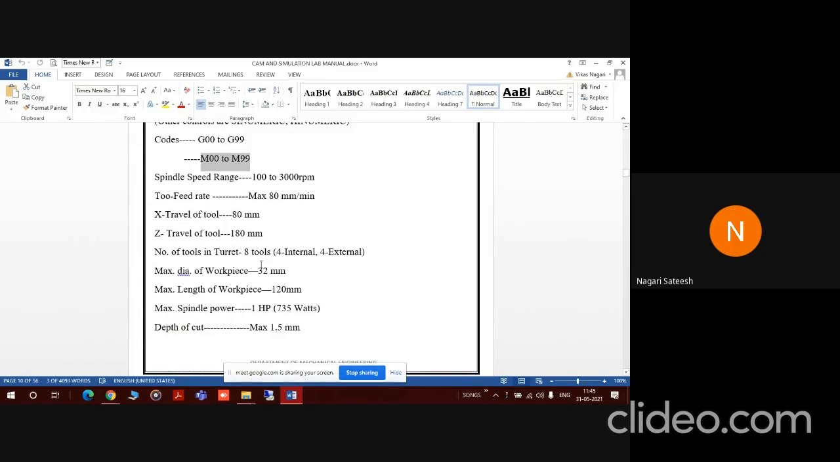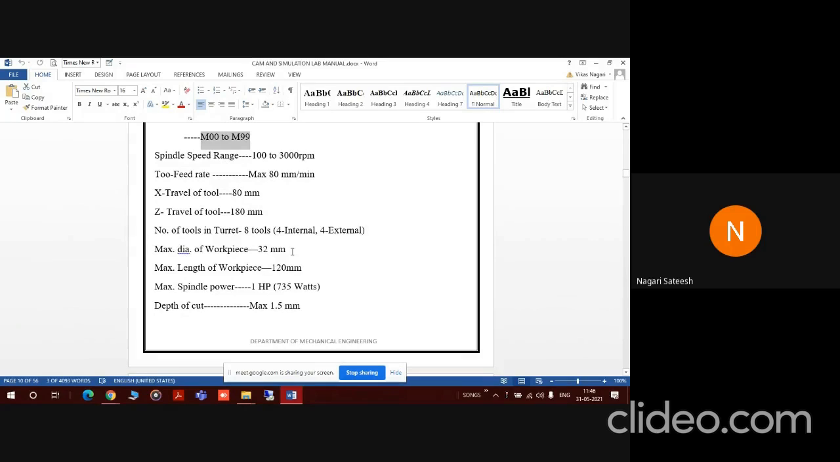The number of tool turrets used, generally in a manual machine, is only 4, what is called the tool post. We can keep a maximum of 4 tools, but in a CNC machine you can have a number of tools, 8 to 100 tools also. For our machine, there are 8 tools. In the turret, there are 4 external tools and 4 internal tools.